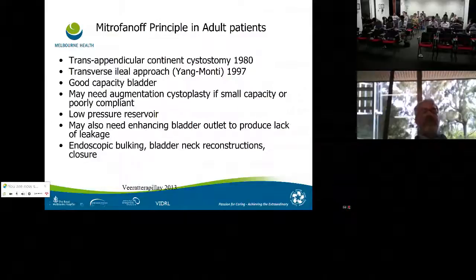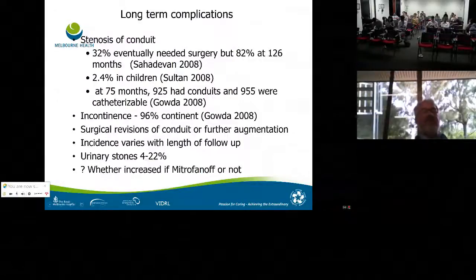I won't talk about Mitrofanoff principles again because of time issues, but stenosis of the conduit is quite a common issue. Again, urinary stones, whether there's been an increase after Mitrofanoff or not, is still not entirely sure.